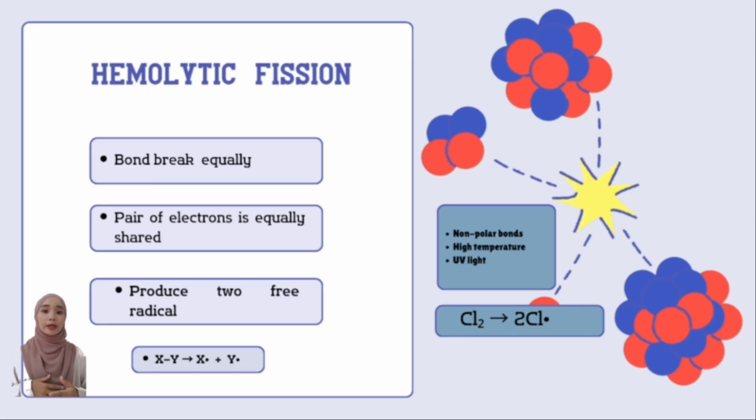It requires energy such as UV light and heat in order to proceed with this reaction, to weaken the bond easily. So for example, here we have chlorine gas. Chlorine gas is a non-polar molecule, so of course it will undergo homolytic fission to break the bond between the chlorine atoms and produce free radical species of chlorine.